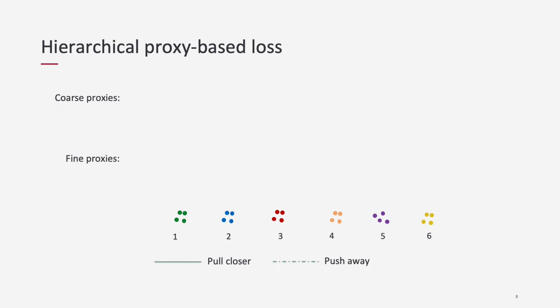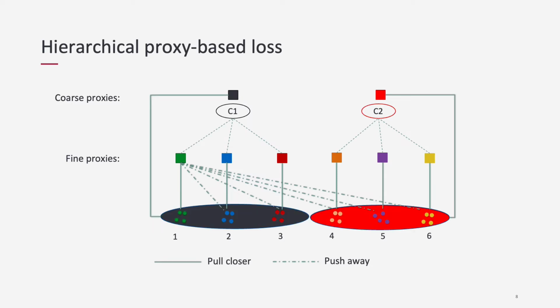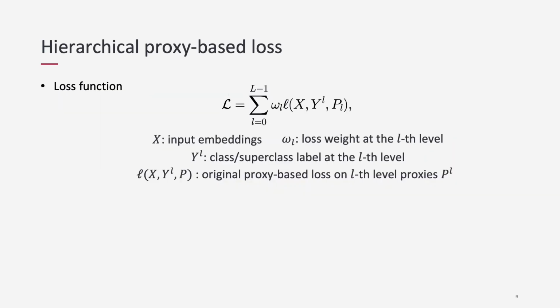Here is how we approach it. To illustrate, let's consider a simple two-level hierarchy. Suppose we are given a dataset of 6 classes. Like traditional proxy-based methods, we first create a fine proxy for each class and try to pull samples close to their proxies and push samples away from the proxies of different classes. For the coarse proxies, we perform a similar procedure. Finally, our hierarchical proxy-based loss is a weighted combination of the traditional proxy-based loss at every level of the hierarchy, and it can work with any existing proxy-based loss.